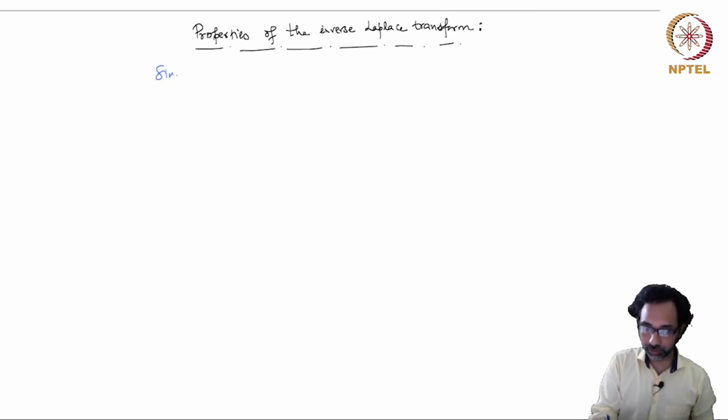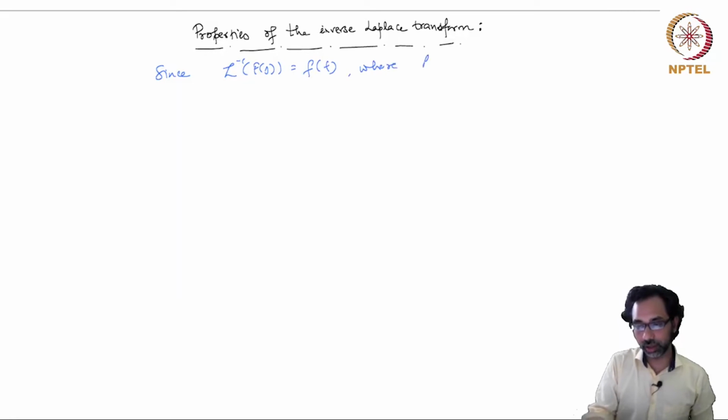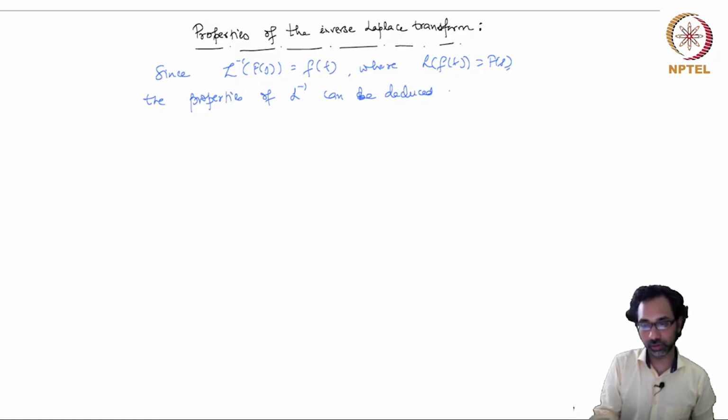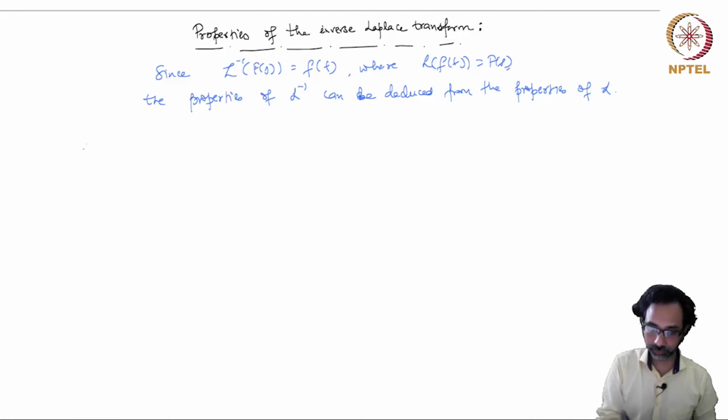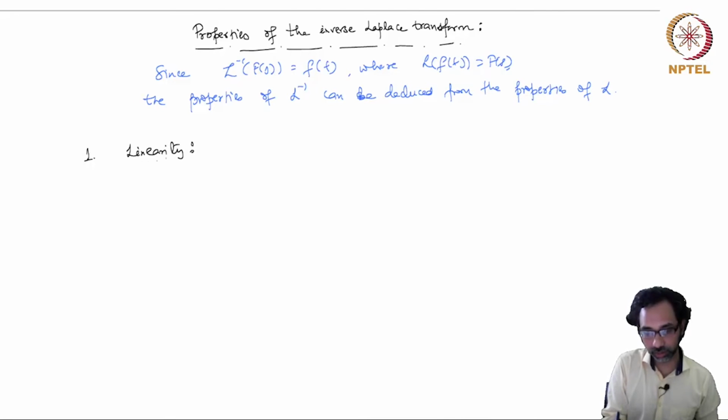Now note that since L inverse of F(s) is f(t), where the Laplace transform of f(t) is F(s), the properties of the inverse Laplace transform, the properties of L inverse, can be deduced from the properties of L itself. So for example, the first property is linearity.